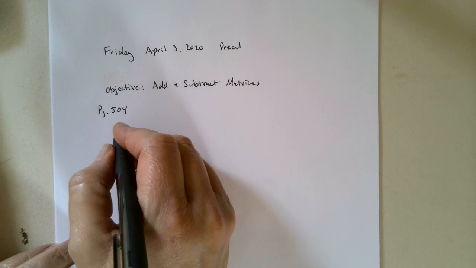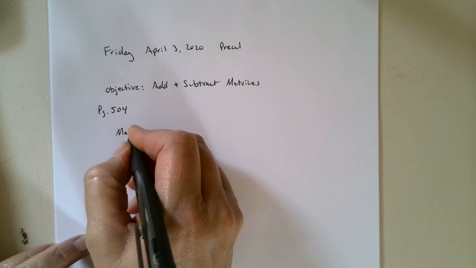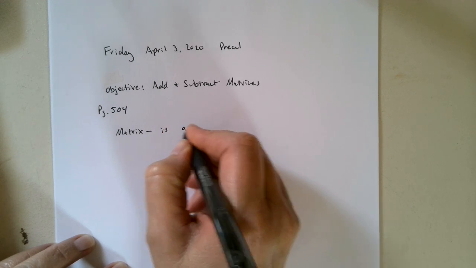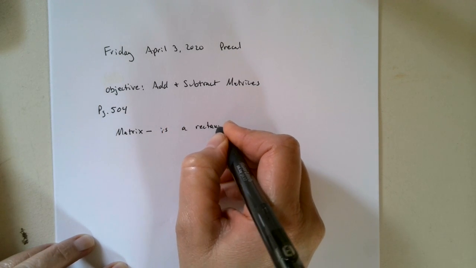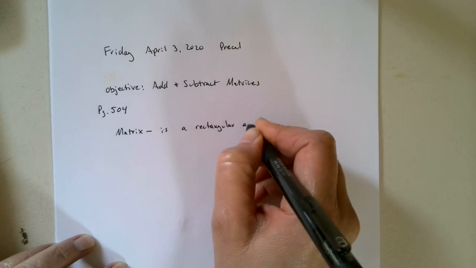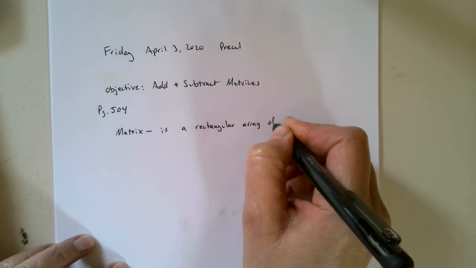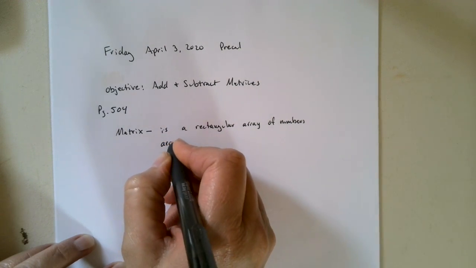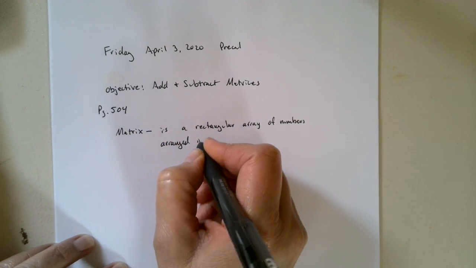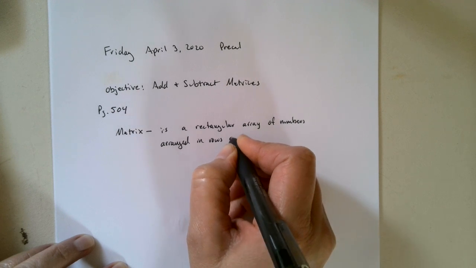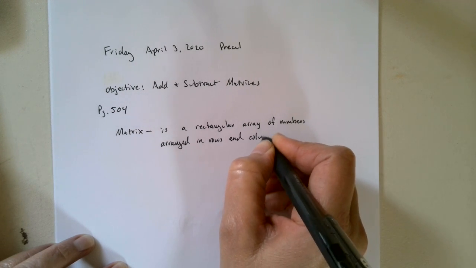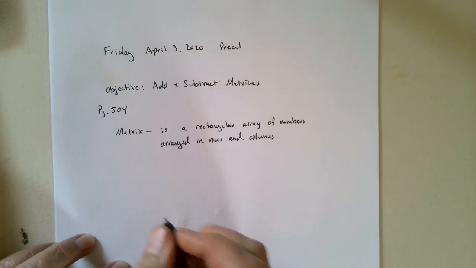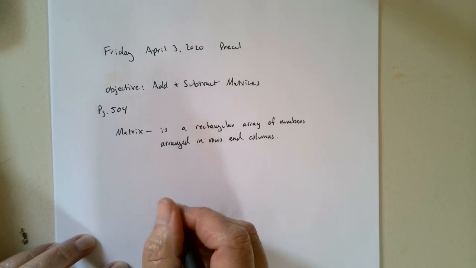So first of all, just a definition. A matrix is a rectangular array of numbers arranged in rows and columns. So it's a rectangular array of numbers arranged in rows and columns.